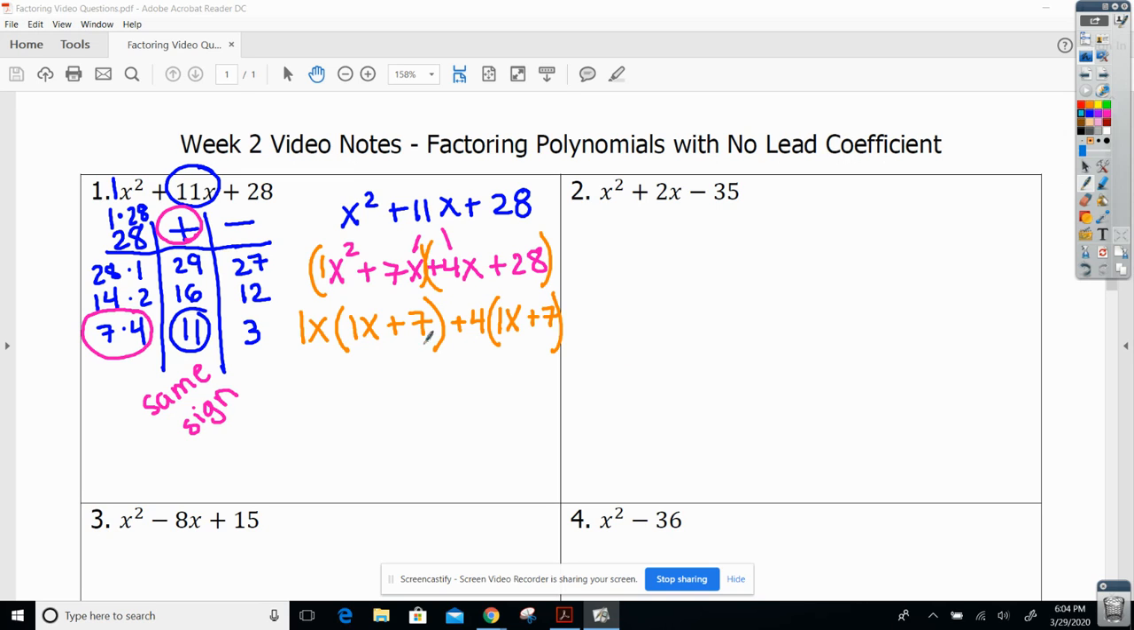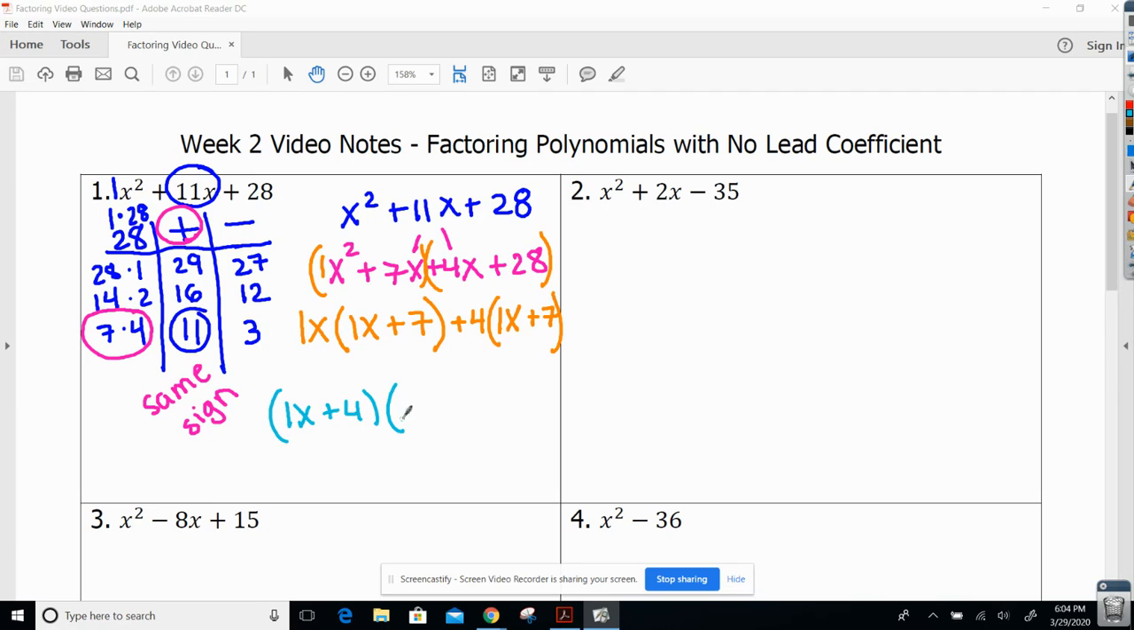So our last step is just going to be to write our two factors. So our first factor is what we took out. 1x plus 4. Our second factor is what we had left when we took out that 1x plus 4, and that would be what's on the inside here, 1x plus 7. And you're done. That's your answer. X plus 4, x plus 7.